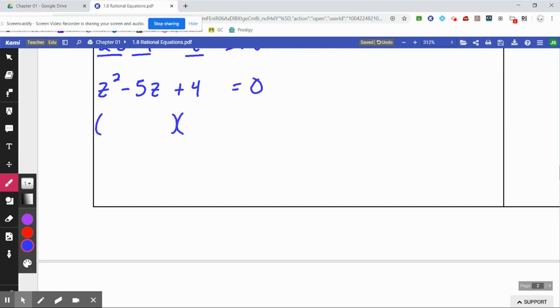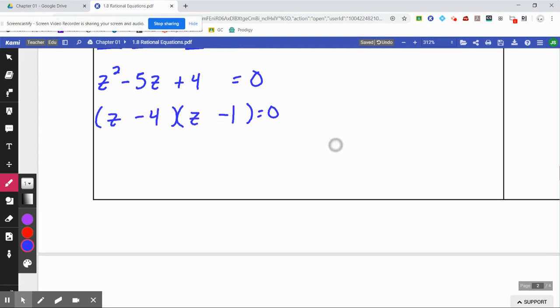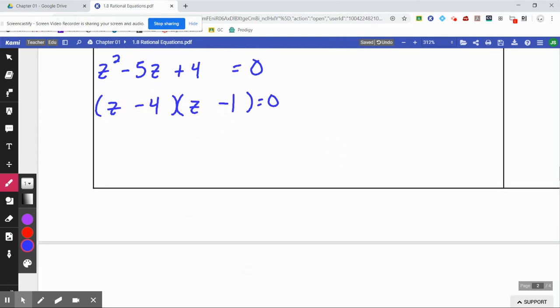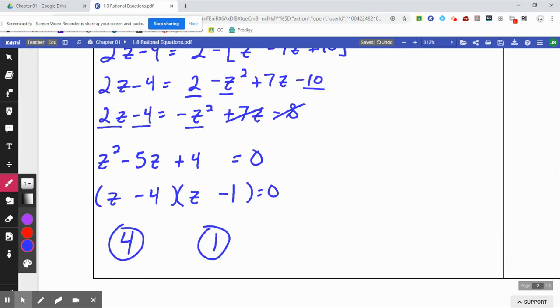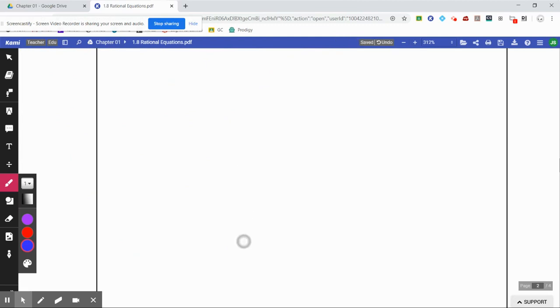We factor and set it equal to 0. z times z is z squared. Negative 4 times negative 1 gives you a positive 4, and adds to give you negative 5. So your two answers are 4 and 1, and you can check it, but both will be fine. And the last one.